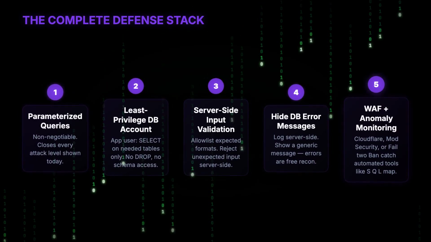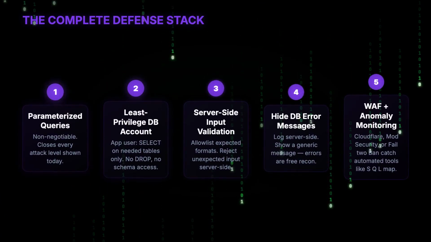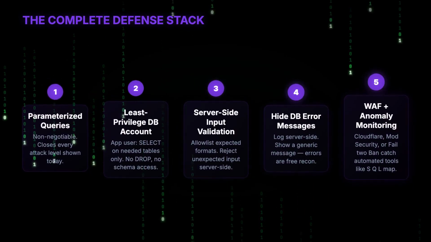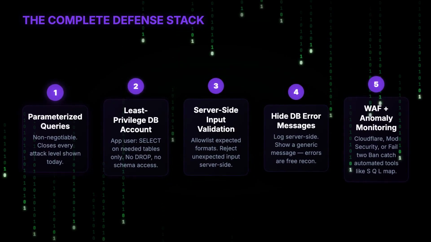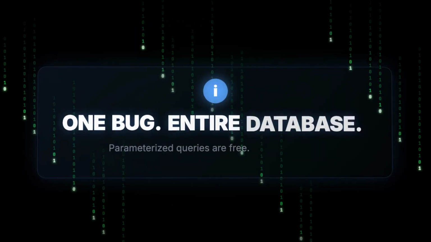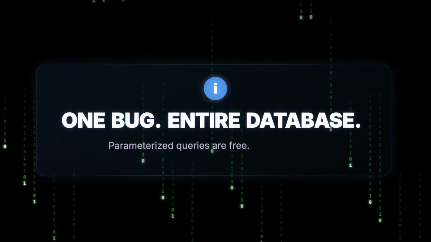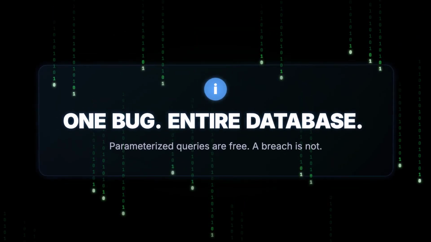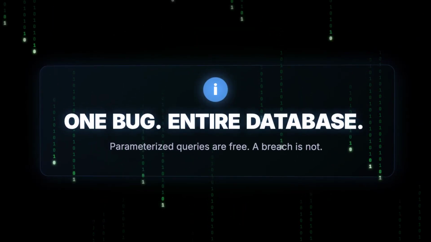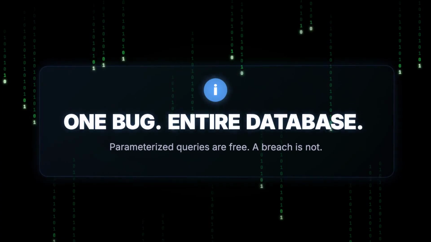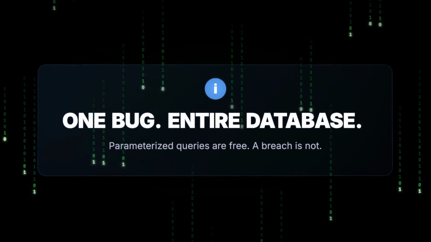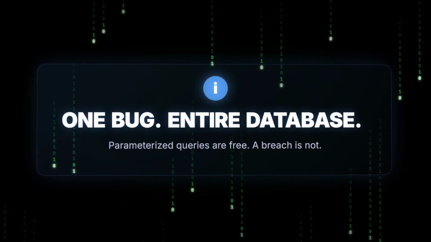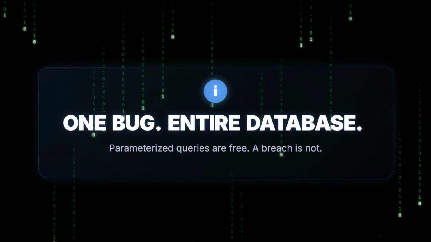Every error is free intelligence for an attacker, and a web application firewall rounds it out, catching automated tools like sqlmap before they fingerprint anything. SQL injection is a completely solved problem. Parameterized queries exist in every language, every framework, and they cost nothing to implement. The only reason this attack still works in 2026 is because someone chose not to use them. Now you know exactly how it works and exactly how to stop it.